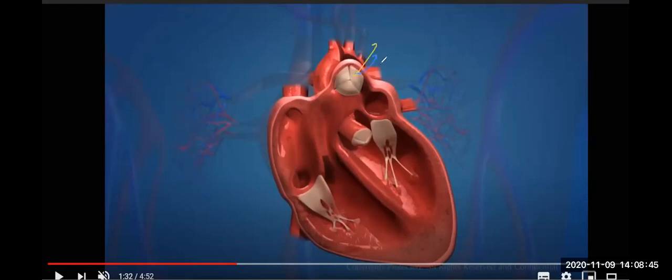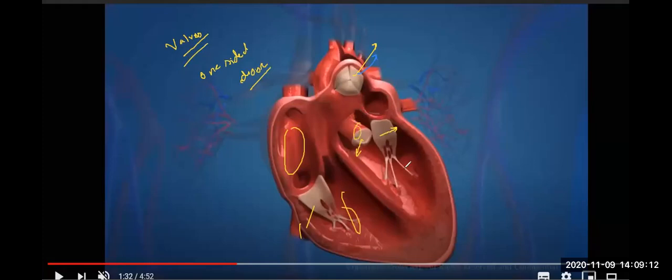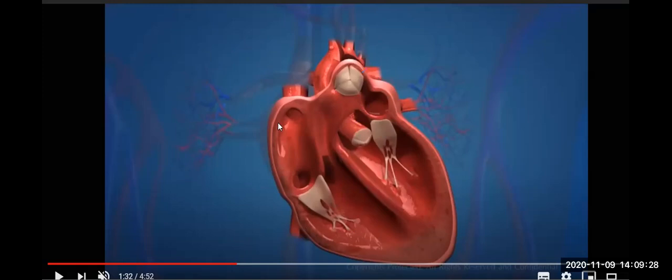This one, they are called valves, which is a one-sided door. Now if you think about this, we have chambers: this is the first chamber, second chamber, third chamber, fourth chamber. And each chamber is divided by these walls, doors, right everyone?